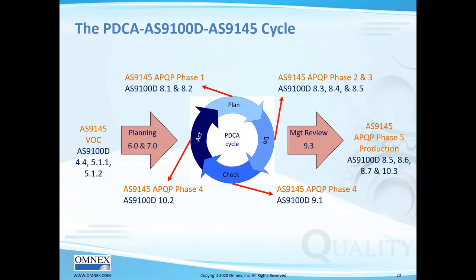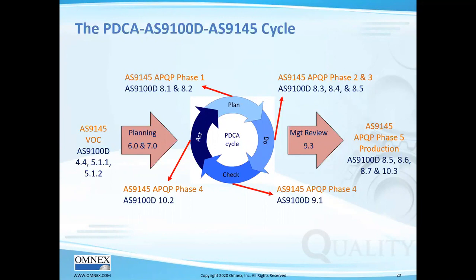Right? And that's when you're going to discuss all the changes that you made, things that still need to be changed, what were all of our results, how did our processes function, did we meet our KPIs, all that information. And then if you notice, that feeds directly into your clauses 8.5, 8.6, 8.7, and then 10.3, which is your corrective actions, which also fits perfectly with AS9145 APQP phase 5, which is your production phase. So now you're ready for full-on production.